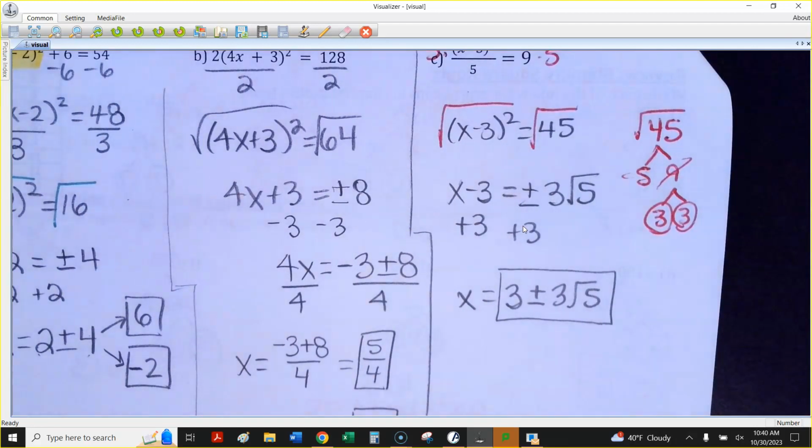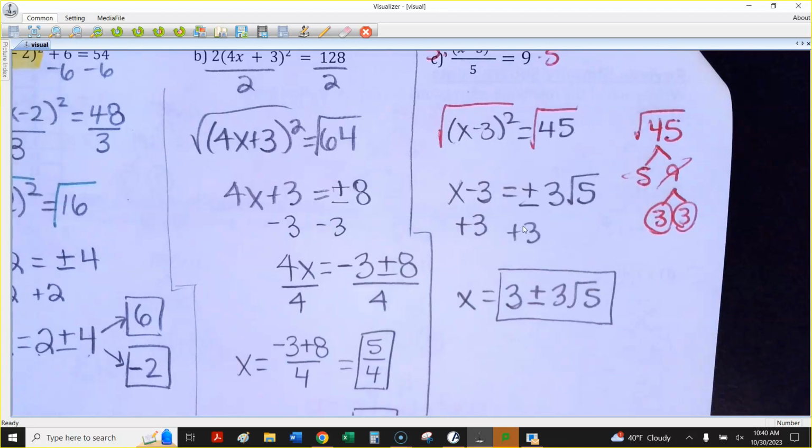So don't write like, oh, it's 6 radical 5. It doesn't work like that. You have to have like radicals to be able to add them together. So I just have a plain number 3, and then I have 3 radical 5, so they don't get combined. You just leave them as 2 separate terms there with that plus minus symbol in between. Does anybody have a question?